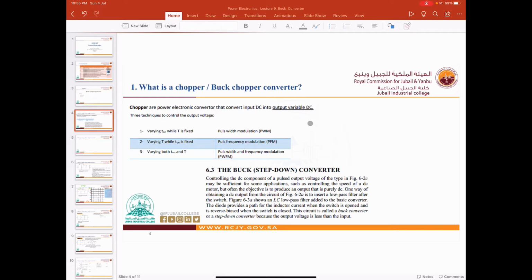Remember, in an AC system we used a transformer in order to step up or step down the voltage. This is the same concept here, but in DC. We no longer have a transformer, because a transformer works on AC circuits only. Here in DC, in order to step up or step down, which we call buck and boost, we need to use a chopper, right?